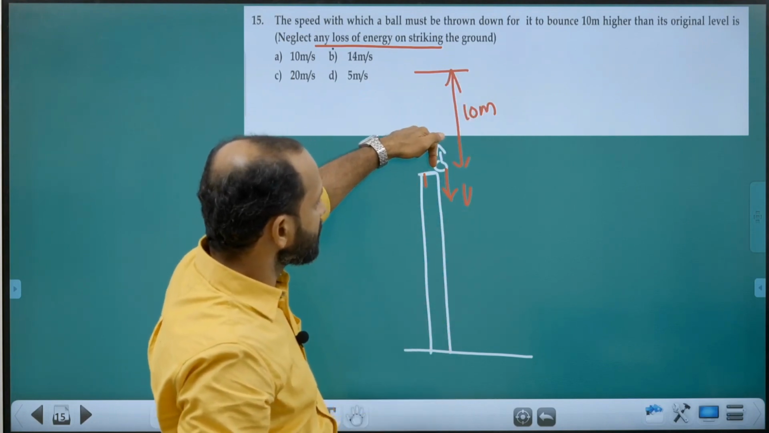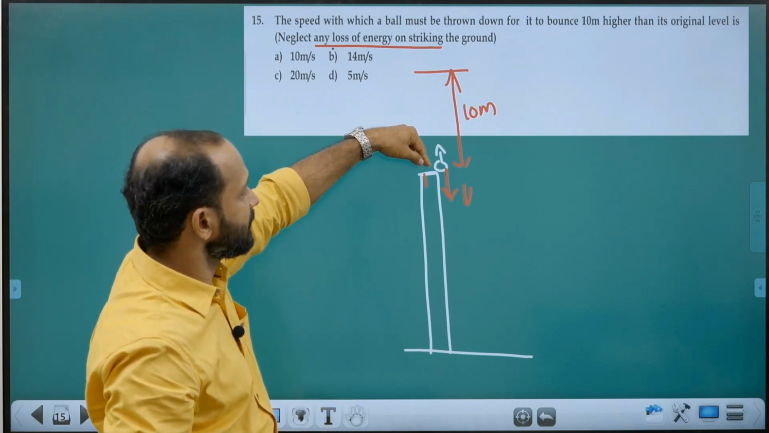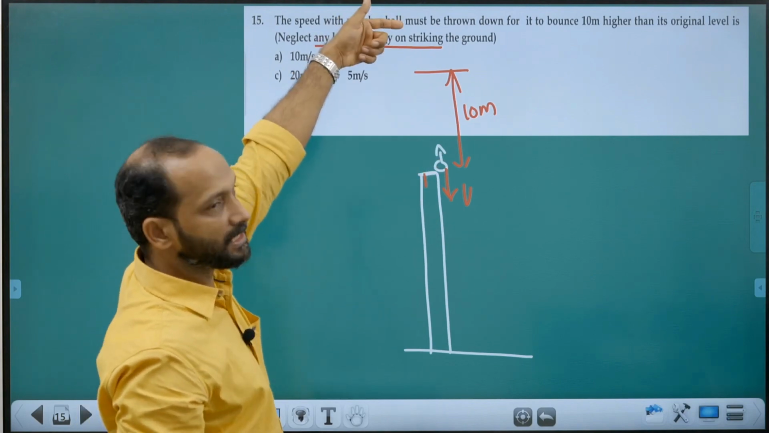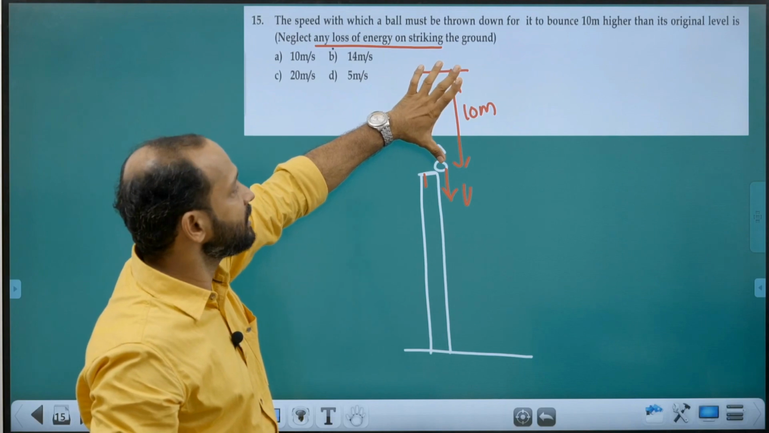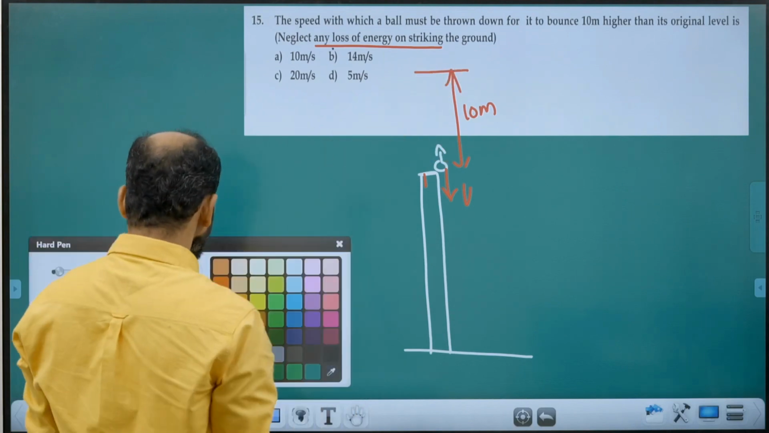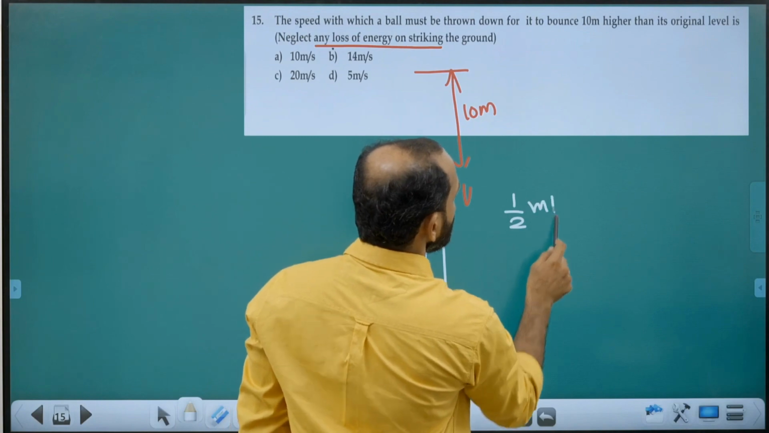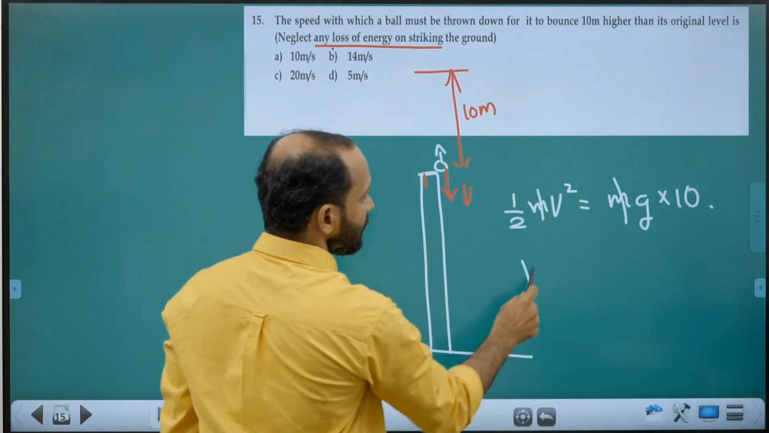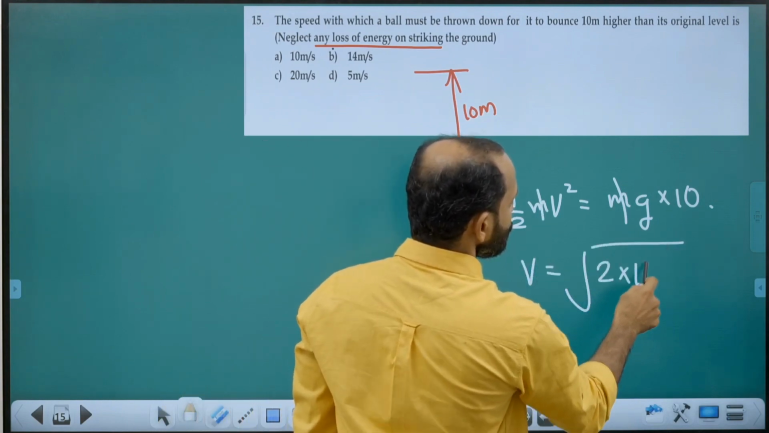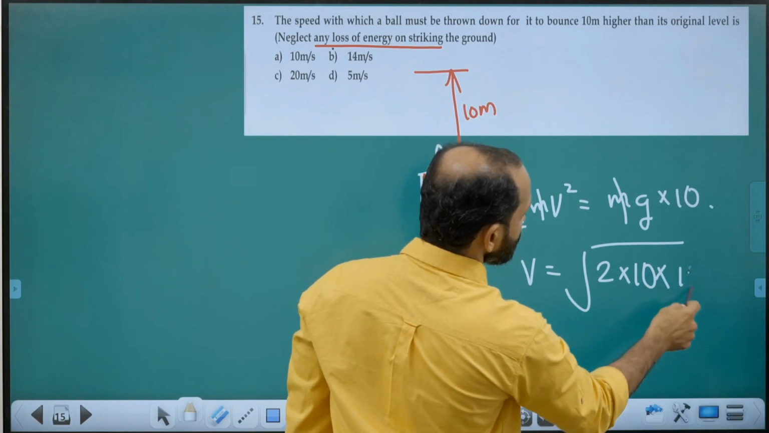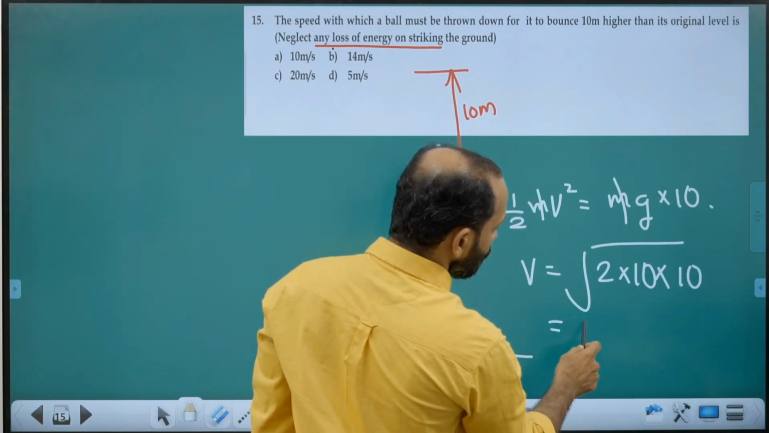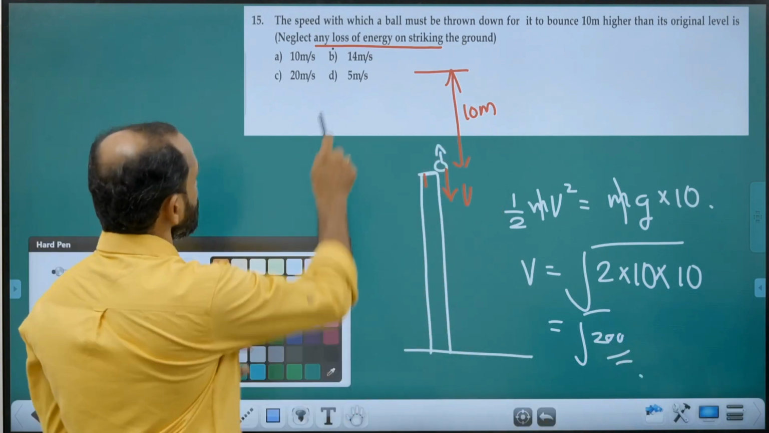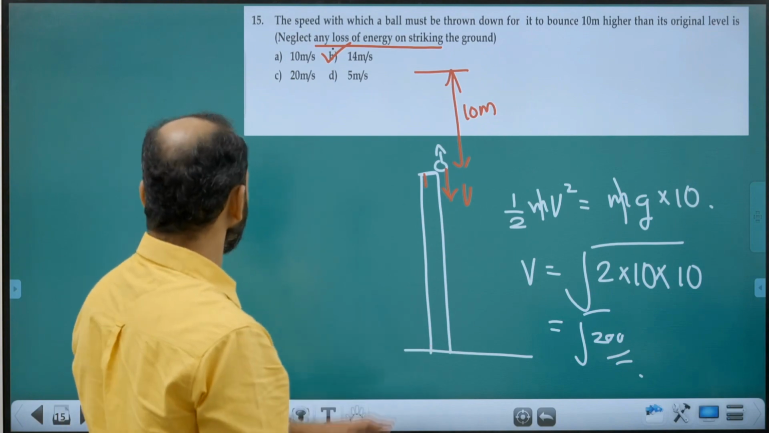When this object is dropped from here, it doesn't have any kinetic energy, and it bounces and reaches the same height. But it is to reach an extra 10 meters. That means the extra potential energy is equal to the extra kinetic energy. Extra kinetic energy is half mv square, extra potential energy is mg into 10. M cancels, you get v is equal to root of 2 into g, which can be taken as 10, into height, which is also 10. That will be root of 200, very close to 14. I have taken g as 10, that's why it's only an approximation.